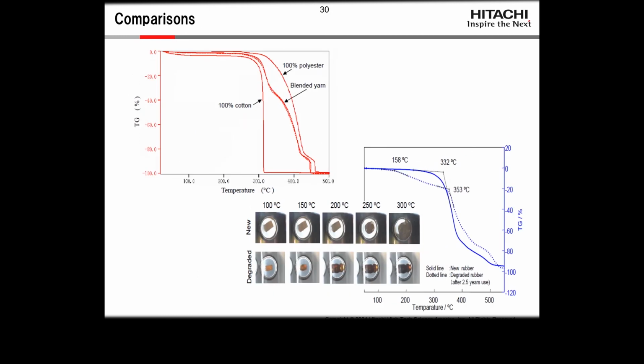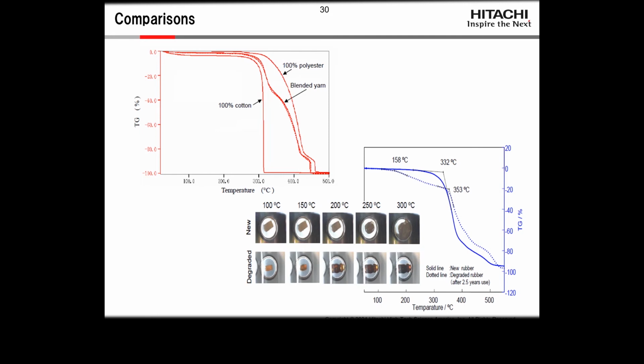The more common way, what most people do, is they look at comparisons. So we have polyester, cotton, and then we have the blends in the middle. And as the concentration of the blended yarn changes, the curves will change, and you can estimate from that.